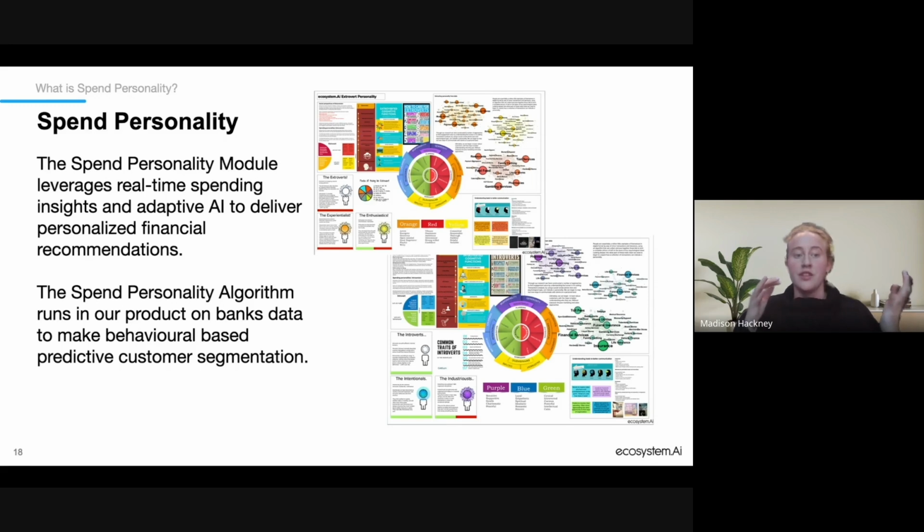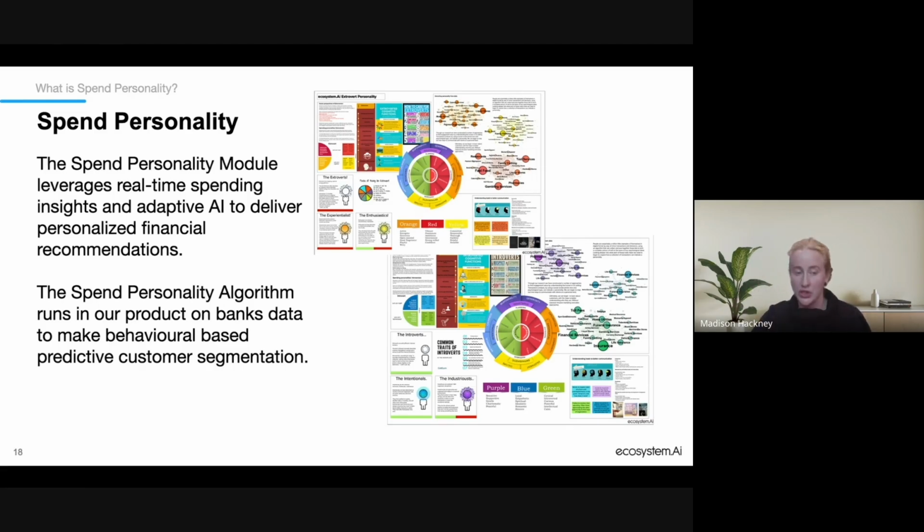This module reveals the lifestyles, values, priorities, and decision-making styles by looking at where money flows. So does it go to travel, leisure, home improvement, essential categories, discretionary categories? Then it also looks at the energy behind the purchase. Is it impulsive or deliberate? And then the frequency of transactions. The spend personality algorithm runs in our product, the prediction platform, on a bank's or customer's transactional data to make behavioral-based predictive customer segmentation.